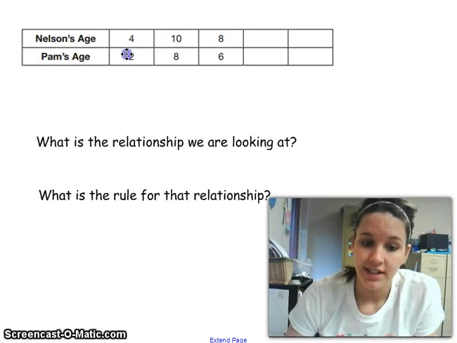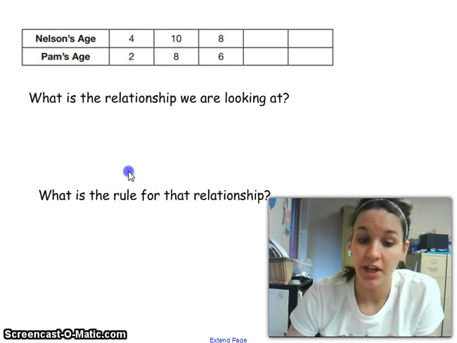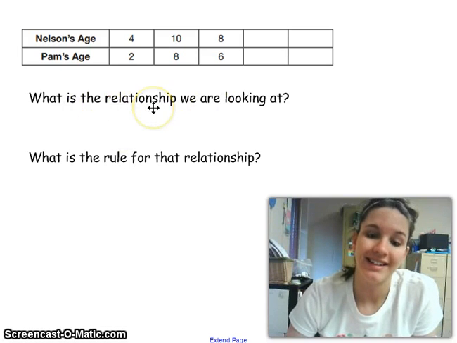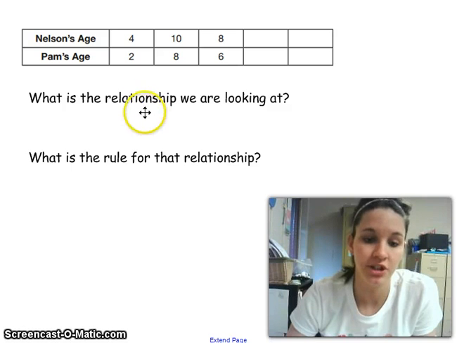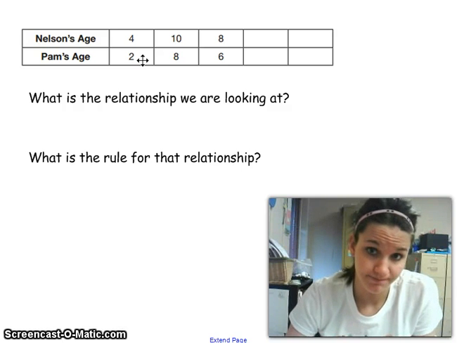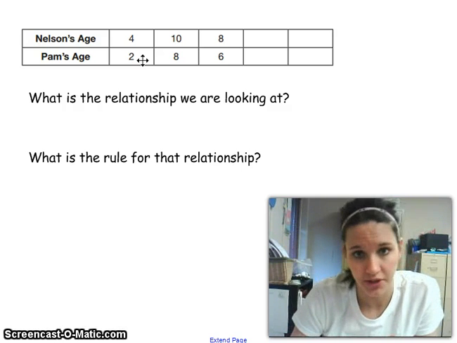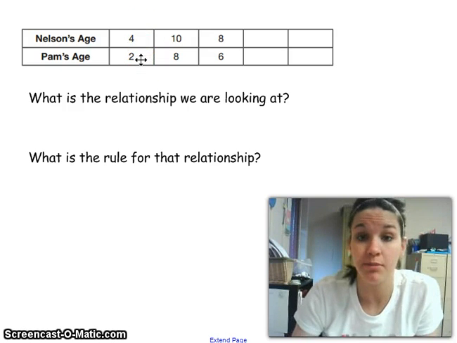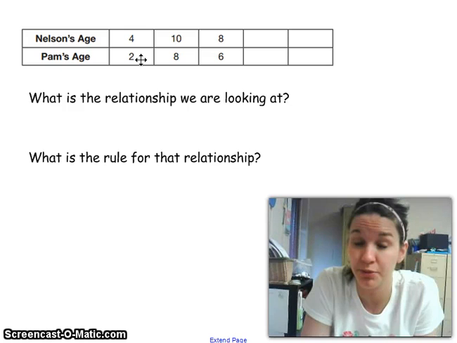Okay, we have Nelson and Pam. So again, we're looking at their ages, and I need to look for that consistent mathematical relationship. So it looks like when Nelson is 4, Pam is 2. I notice 3 things here. I notice we're going from a bigger number to a smaller number. So it's either going to be subtraction or division because multiplication and addition get bigger.